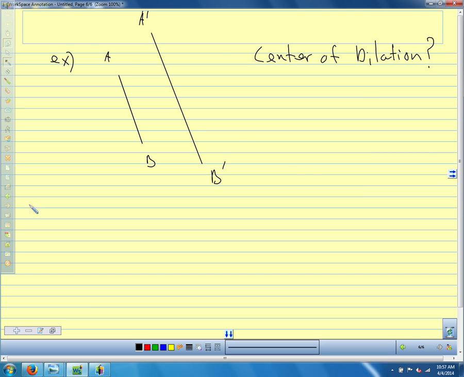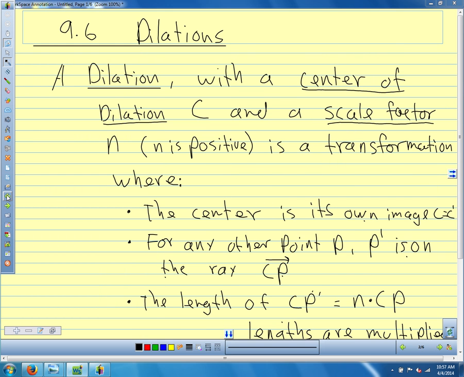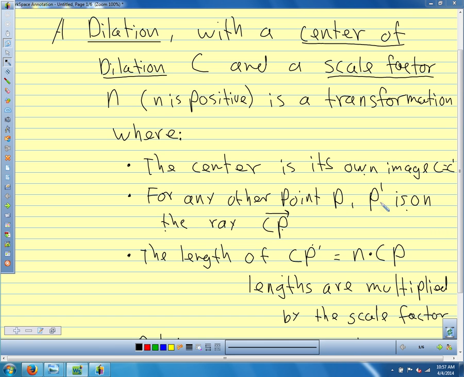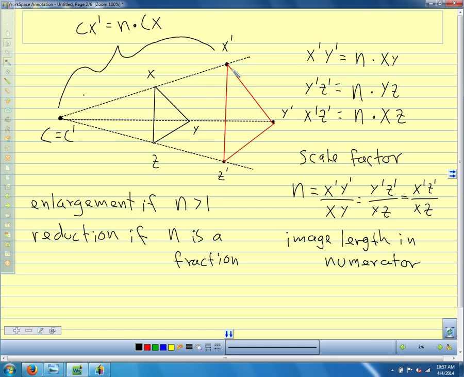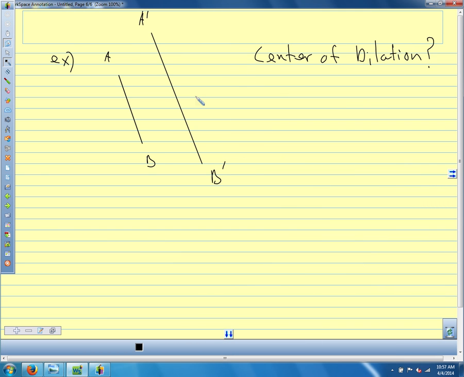Well, let's look back here really quickly at what we said at the very beginning about dilations. And that picture should give us a clue. It says, for any other point, P prime is on the ray from C to P. And let's look at this picture. When I drew my dilation, my ray goes from the center through each vertex of the triangle. So thinking about that, what would we do here to find our center of dilation? Draw rays through the endpoints of the segments.